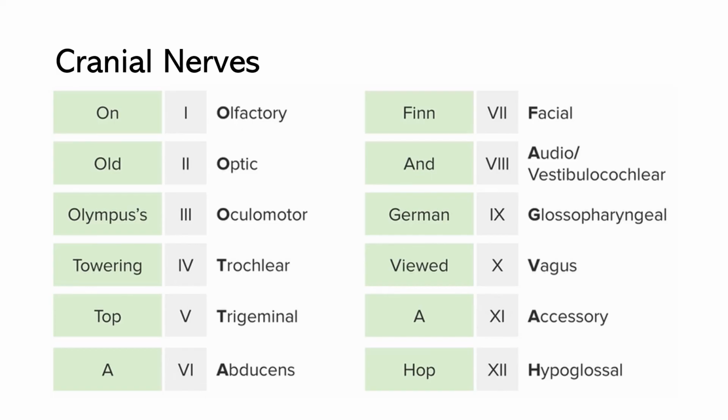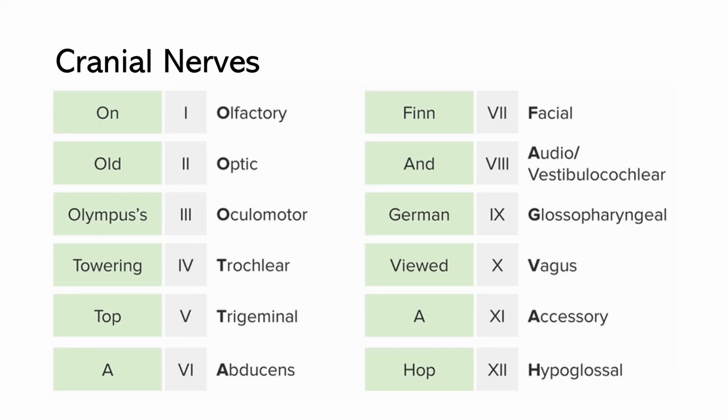Cranial nerve 1 is the olfactory nerve. Cranial nerve 2 is the optic nerve. Cranial nerve 3 is the oculomotor nerve. Cranial nerve 4 is the trochlear nerve. Cranial nerve 5 is the trigeminal nerve. Cranial nerve 6 is the abducens nerve. Cranial nerve 7 is the facial nerve. Cranial nerve 8 is actually the vestibulocochlear, but it used to be called the auditory nerve, so that's why it's an A instead of a V in the mnemonic.